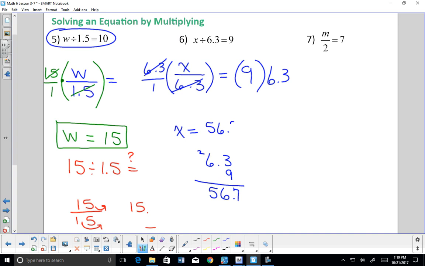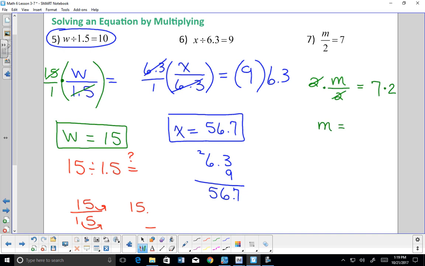You'll notice problem number 7, I rewrote the way that it should be written, because it always should be written in a way in which people can understand. So I have m divided by 2 equals 7. Because it's so close to my number, I'm going to put it down below for just a second. So now here, to undo division by 2, I will multiply by 2. Multiplication and division by 2 leaves me with m, and 7 times 2 is 14.